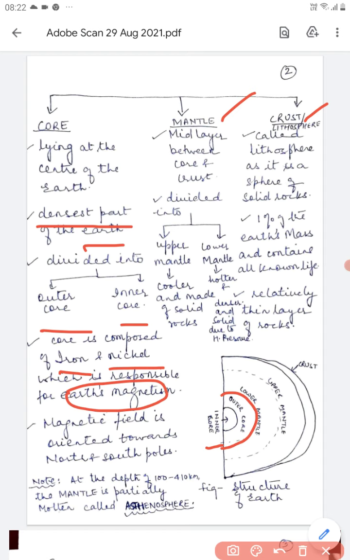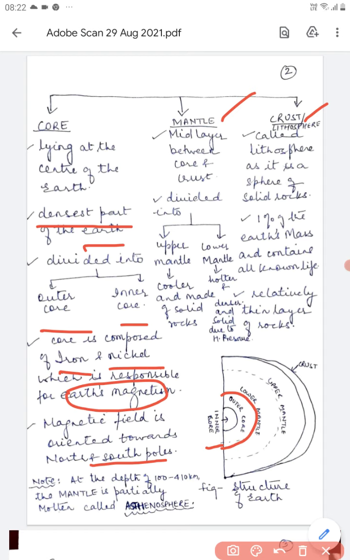You all must be familiar with the word magnetism, that is the attraction at the poles, right? So what is magnetism? It is the property of attraction. Like poles or like charges, they repel, and unlike or opposite charges, they attract. So this is magnetism. So the presence of iron and nickel is responsible for earth's magnetism. Magnetic field is oriented towards the north and the south poles. This is what I said earlier, right?